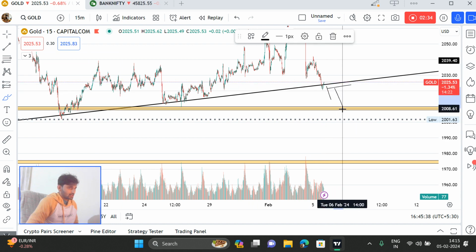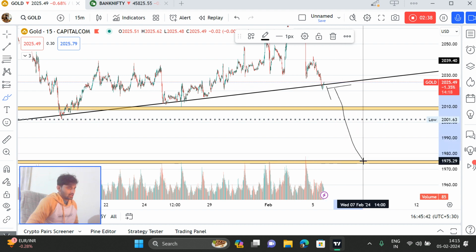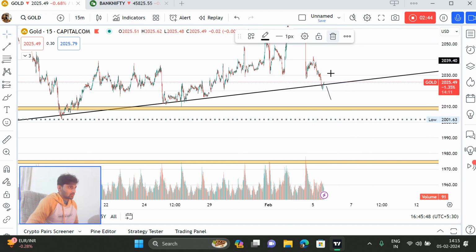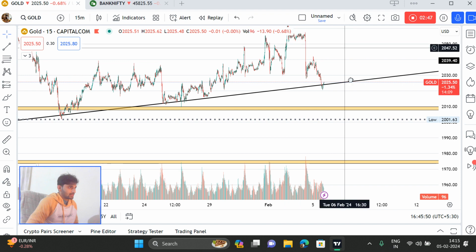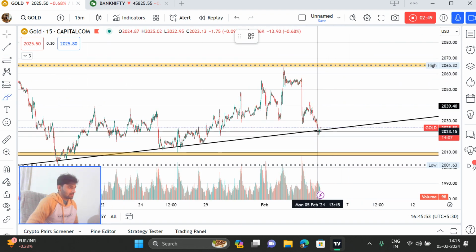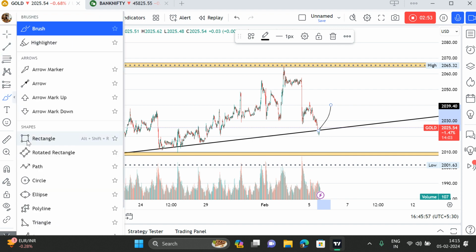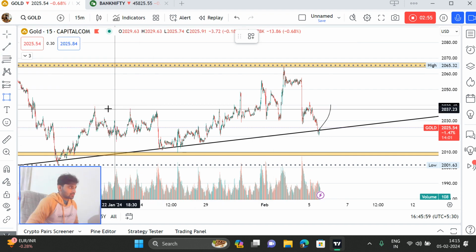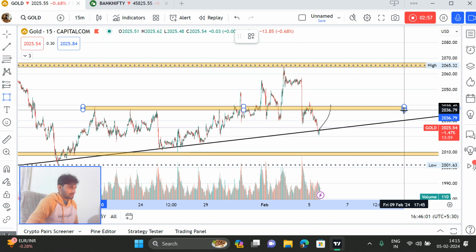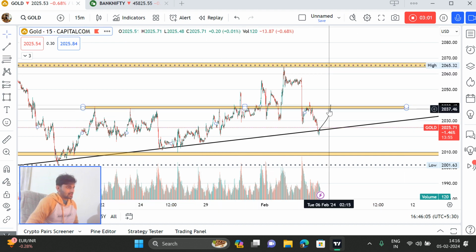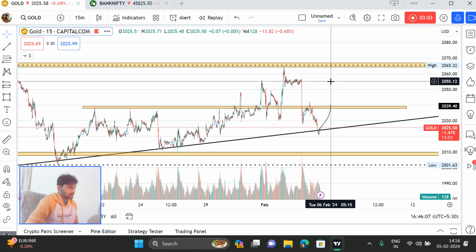First target 2008 and second target here 1975. Okay, this is the level for gold. And upside, if it moves upside, we have a first target. It will be like here almost. If it retests here, this is the level that is retesting so many times. And first target here and second target will be here.